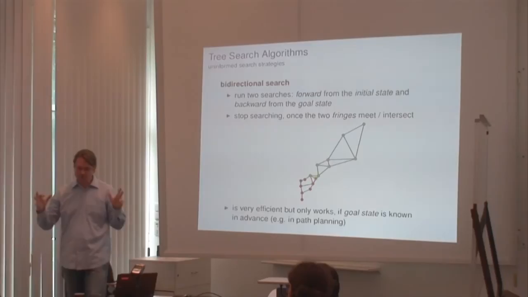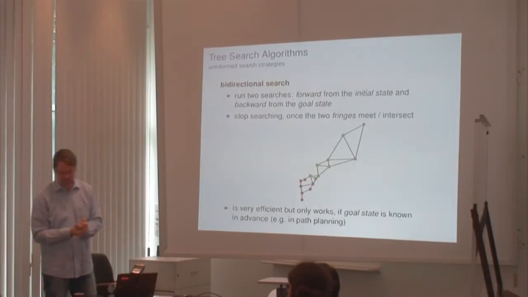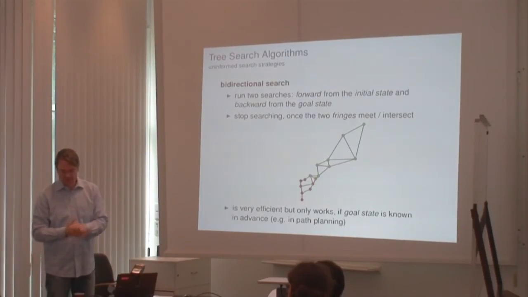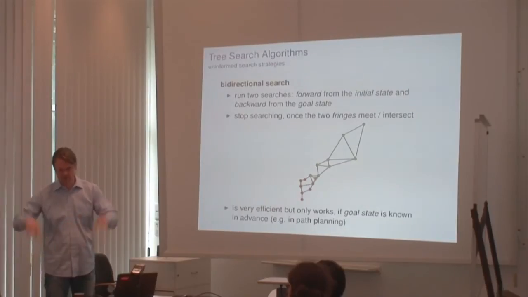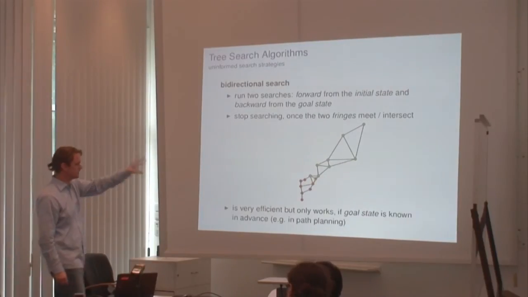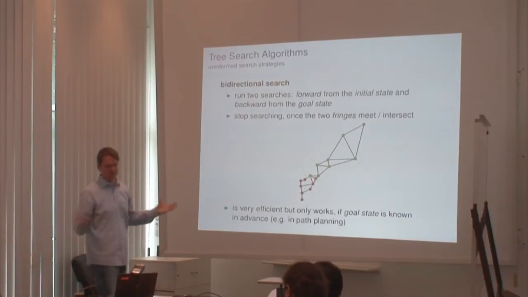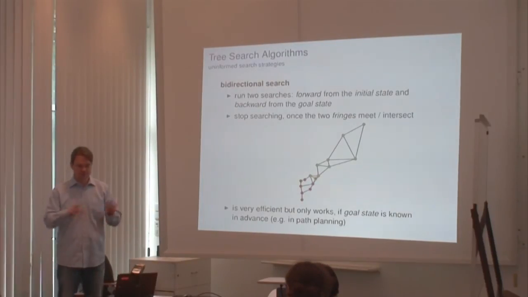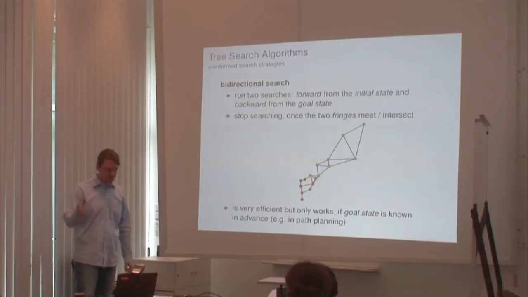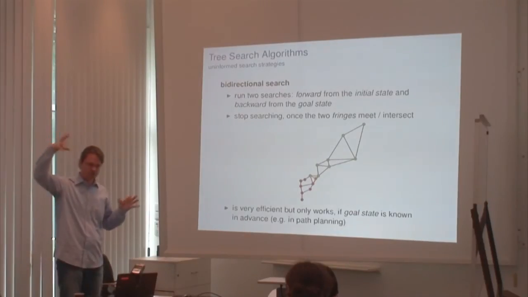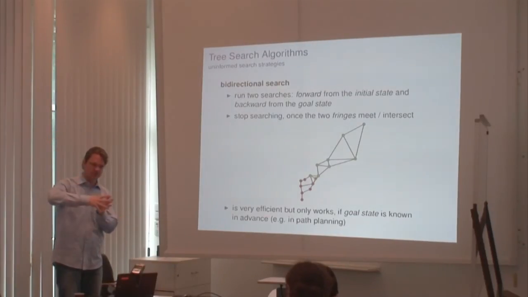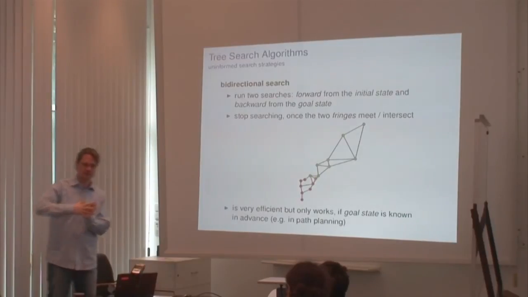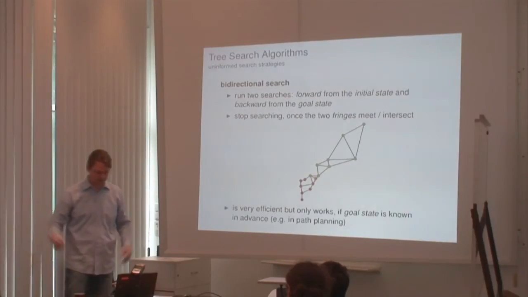And indeed, all the path planning or route planning devices you have in your cars and on your smartphones use these bidirectional searches. Because otherwise, it's too expensive. So if you enter your destination and the device knows where you are, it starts two searches which eventually will intersect. And once they intersect, you have found a path.